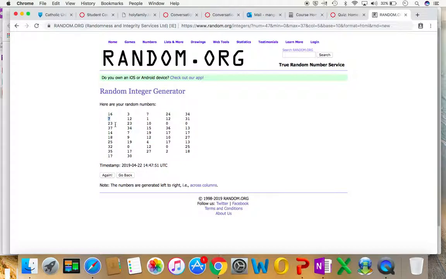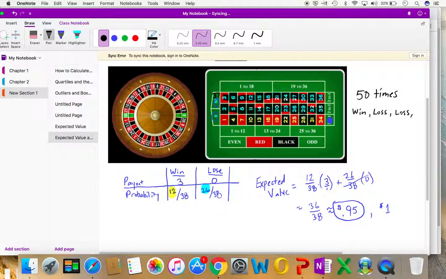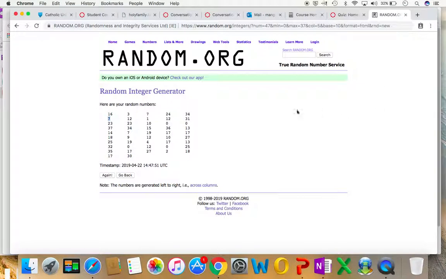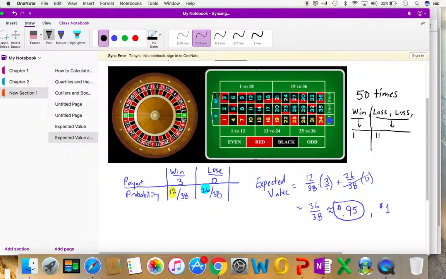7 is definitely a win. I'm just going to keep a tally over here. Let's use these both as tally charts. So for my wins, we're going to include this one right here. For losses, we're going to include these 2. And then the 7 was a win. Let's just go right down the row here.